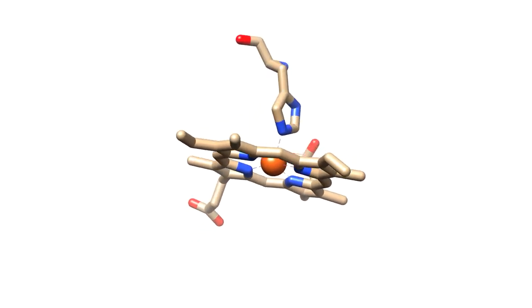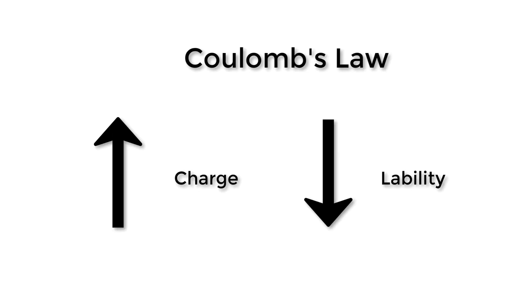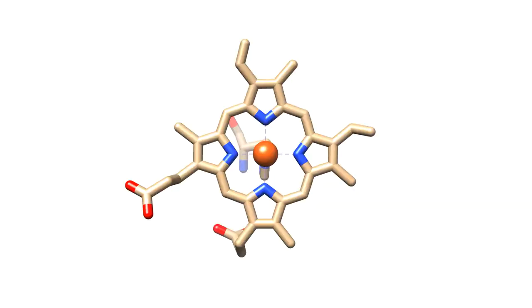Moreover, in terms of kinetics, the iron 2 ion held within heme is very inert. According to Coulomb's law, an increase in oxidation charge means a decrease in lability. Therefore, iron 2 is less likely to release the nitrogen ligands.